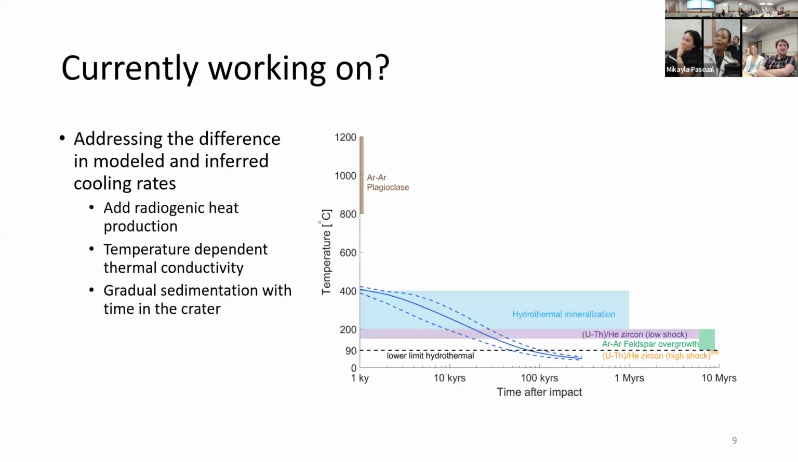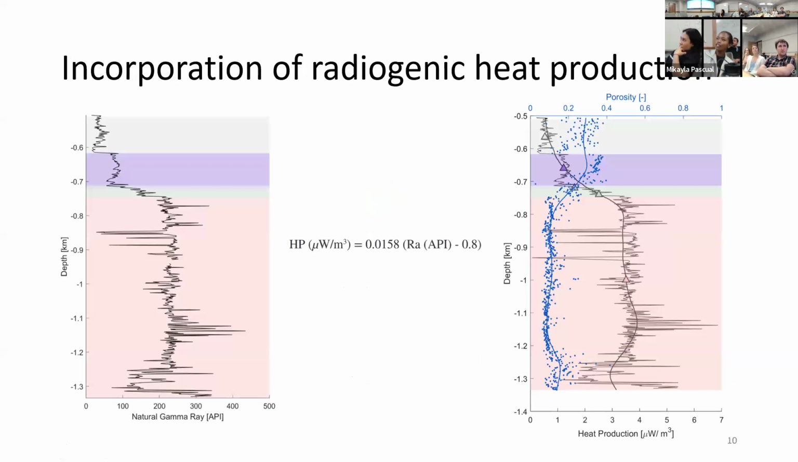So moving forward, we wanted to do a few things to help extend the lifetime of our model. In this figure here, the blue line is the temperature decay with time in our model compared to the current thermochronologic constraints that we have, and it's much, much shorter. So we want to add radiogenic heat production, a temperature-dependent thermal conductivity, and also gradual sedimentation with time.